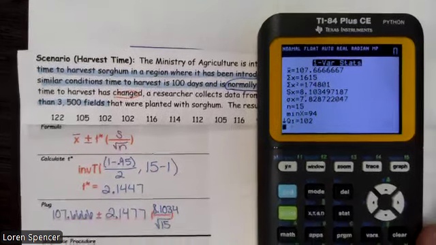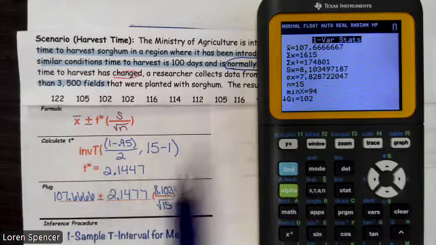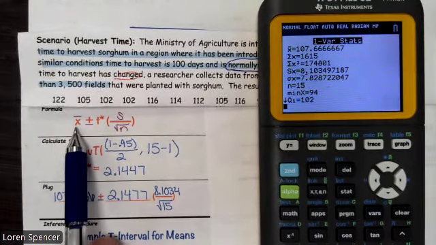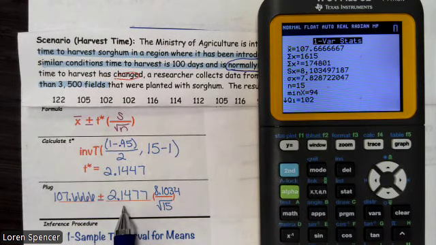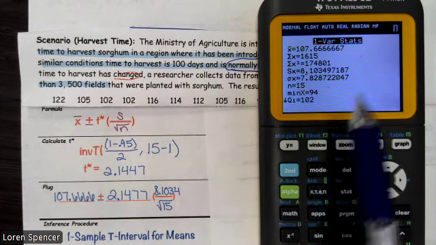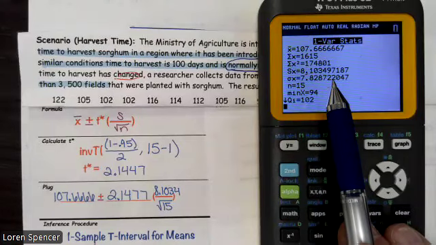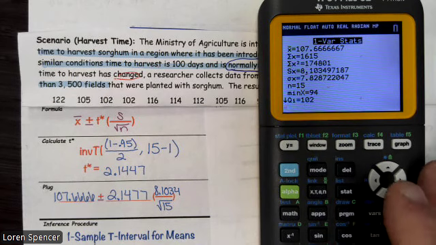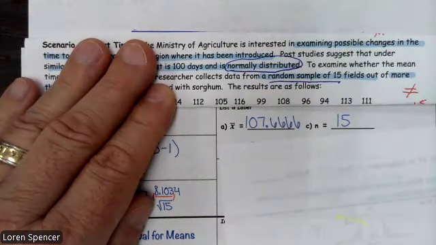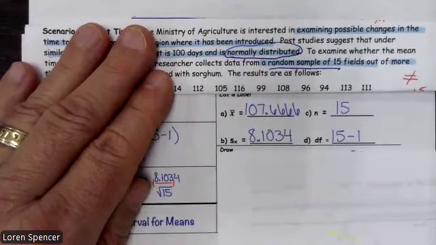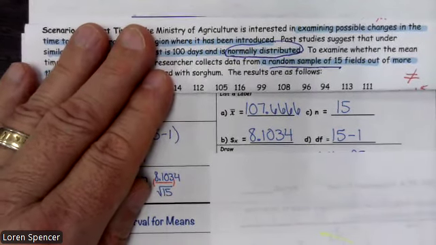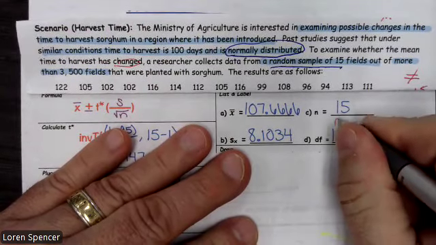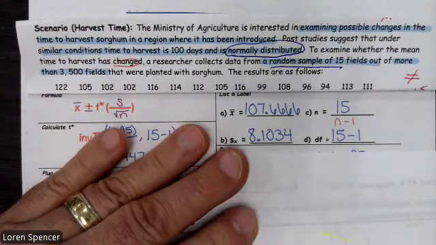So I can go ahead and plug all that information into my formula. So 107.6666, that's my sample mean. The t star, we calculated it above. My sample standard deviation, 8.1034, and my sample size of 15. All right. So recording that important information, there it is. And there's my degrees of freedom. And please don't forget, degrees of freedom has a very simple formula. At least for one sample, it's just n minus 1.